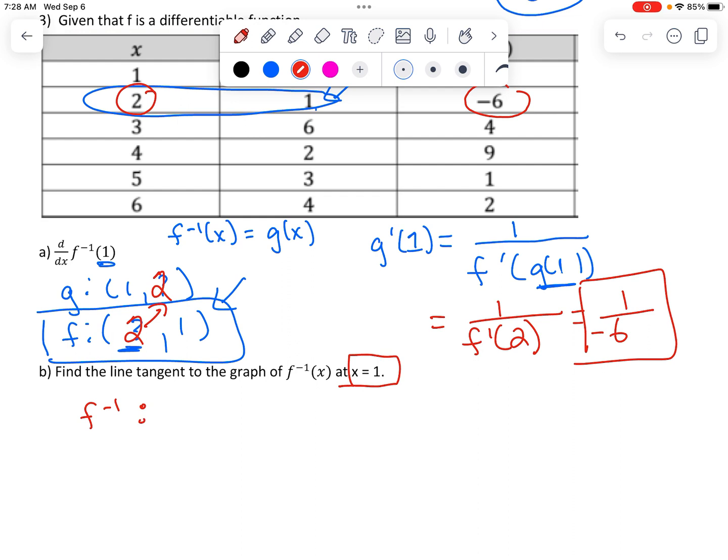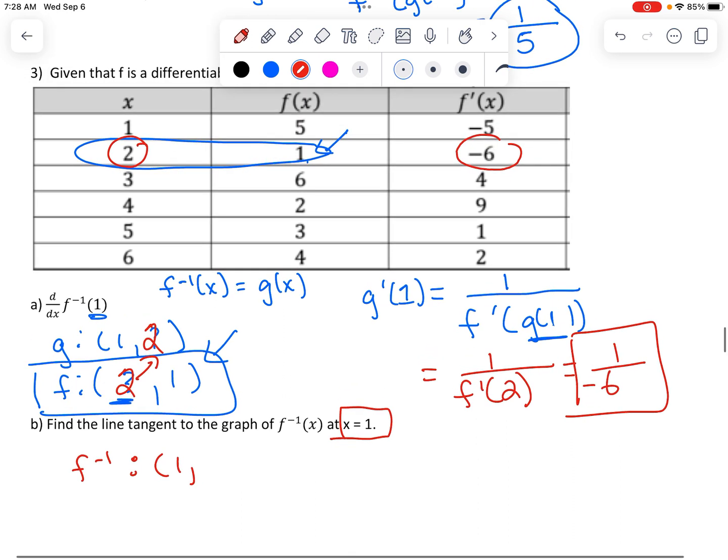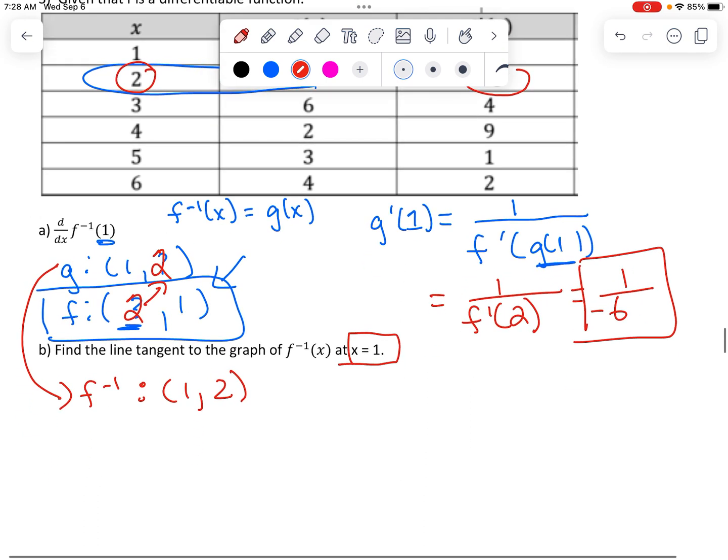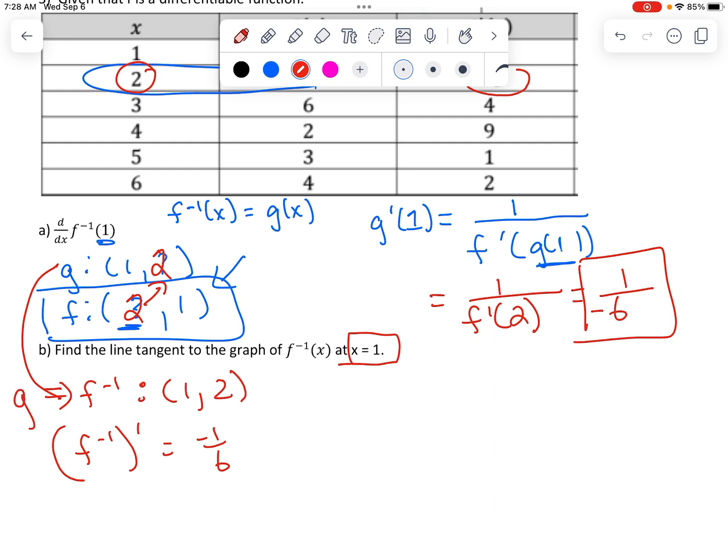So on the inverse, we figured out from above, right? The inverse is the same as g. There's my point. And then we just figured out that the derivative of the inverse is negative 1/6 from above. Again, this is the same as g, so if you want to call it g, that would be fine. So my equation of a tangent line is y minus 2 equals negative 1/6 times (x minus 1).